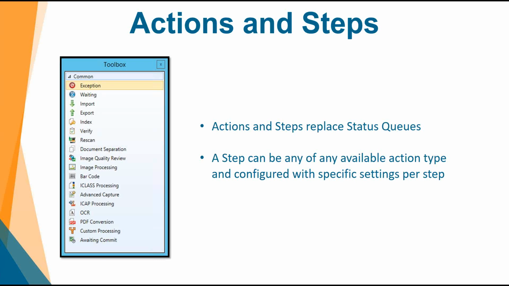So now that we've taken a look at the overall layout, let's get into the available actions and steps we can configure. So first of all, actions and steps replace status queues. So a step can be any of the available options within the toolbox here, configured with specific settings per each step. Your available actions are based on the modules that you're licensed for. So as you can see here, we have actions such as ICAP or Intelligent Capture for accounts payable available here in this example.